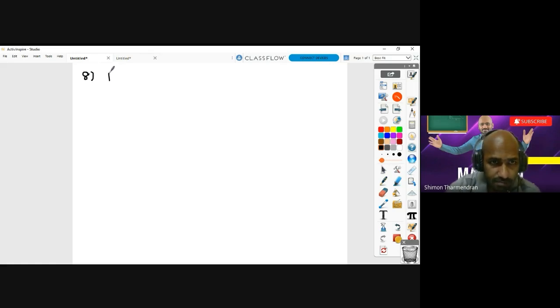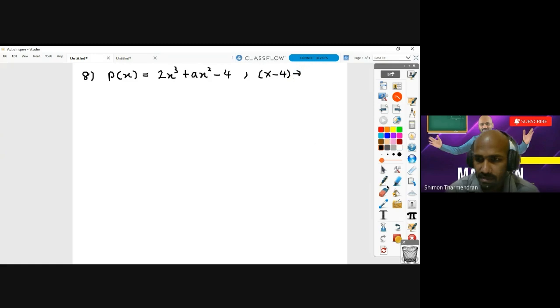So we have P(x) given by, we have an unknown in the equation here: 2x cubed plus ax squared minus 4. And we also know that x minus 2 is a factor.